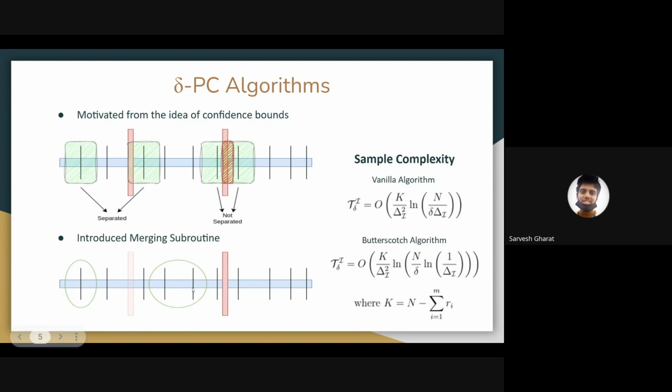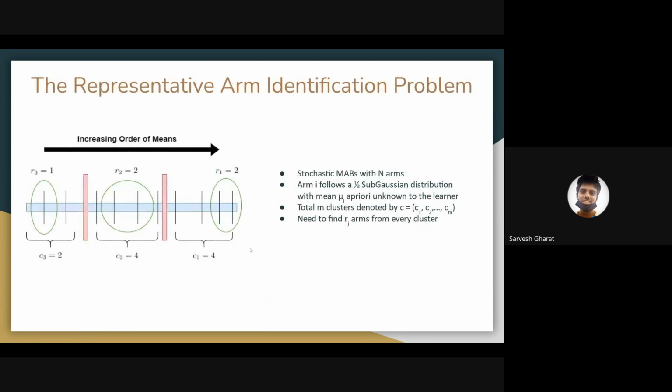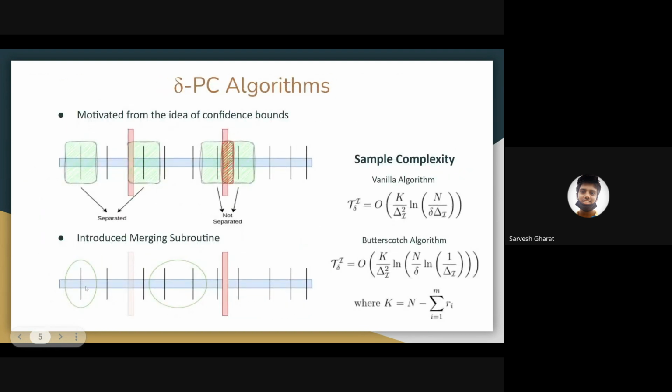In addition to that, we also introduce a merging subroutine. Why is it needed? It's because if you identify the required number of arms from a particular cluster, then giving more pulls to the arms from that cluster is just a waste of pulls. For example, consider this particular example. You want to identify two arms from the first cluster, two arms from the second cluster, and only one arm from the third cluster. Say the algorithm identifies the one arm from the worst cluster and two arms from the center cluster. Now, if we hadn't avoided this merging, then for this arm to be eliminated, it would have to be separated from this arm, which will take a significant amount of time.